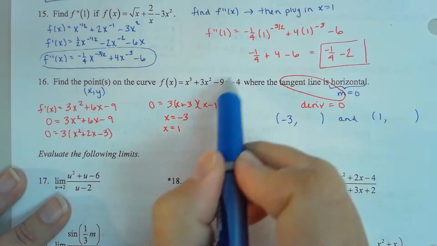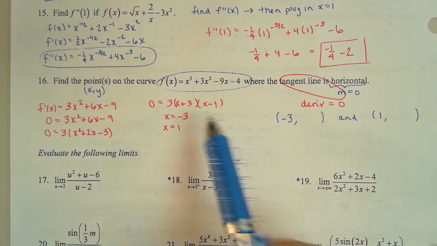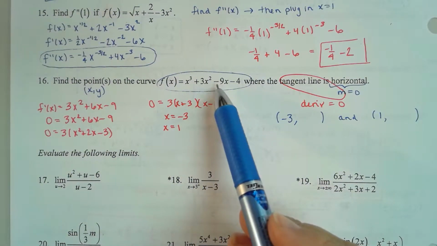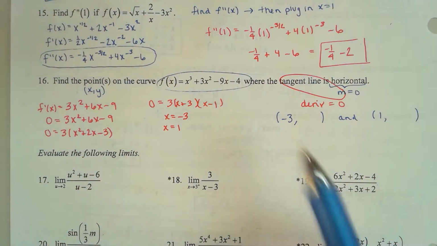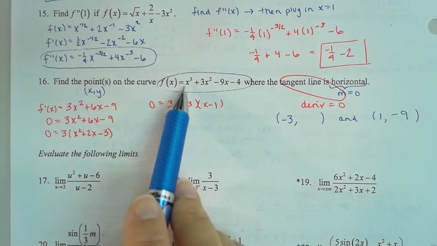Where do we find y coordinates? We go all the way back to the beginning. So I'm going to go plug in a 1. 1 plus 3 is 4. 4 minus 9 is negative 5. And negative 5 minus 4 is negative 9. And then I should go plug in that negative 3.